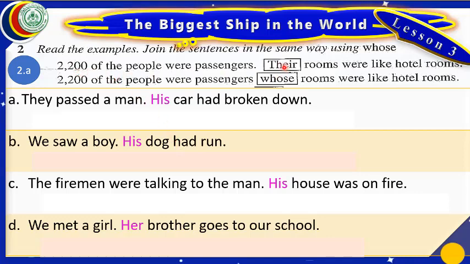You can see there is changed into whose. Here I have written his, the subject of the second sentence. I have changed its color to remember that we shall change this his by whose. In the same way, we shall change this his by whose.